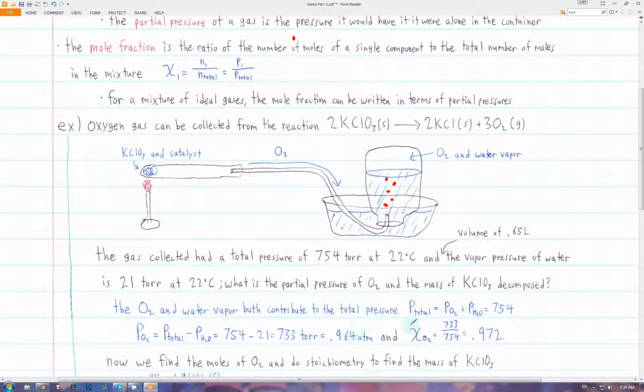And if we want to find the mole fraction of O2, we just do its partial pressure, 733, over the entire pressure, 754. So the mole fraction is 0.972.